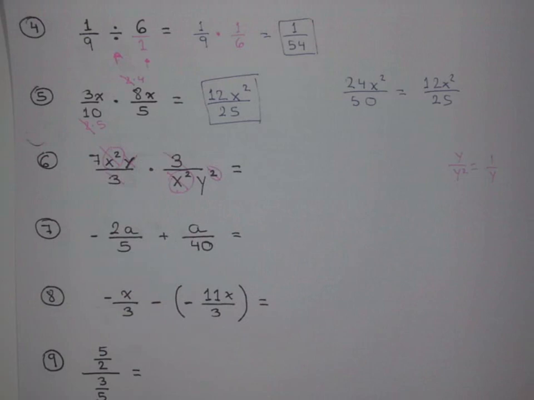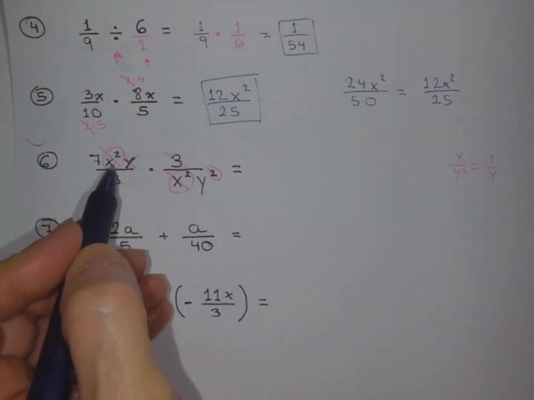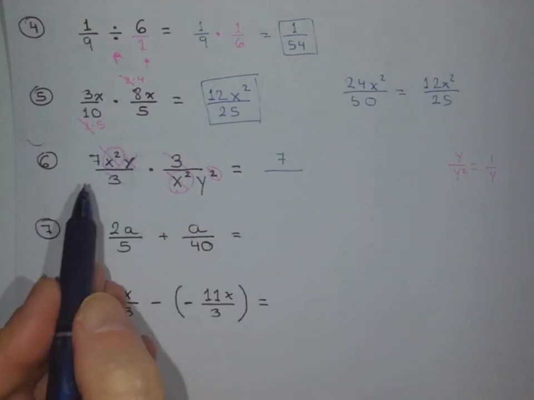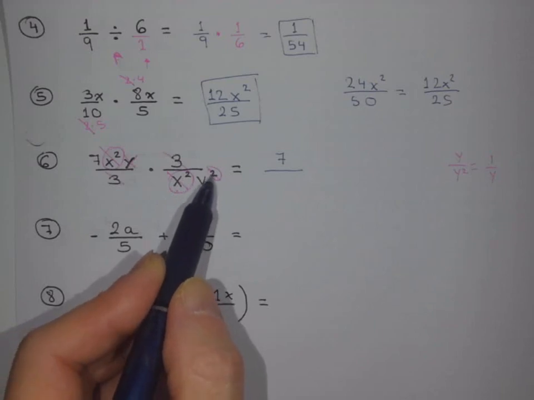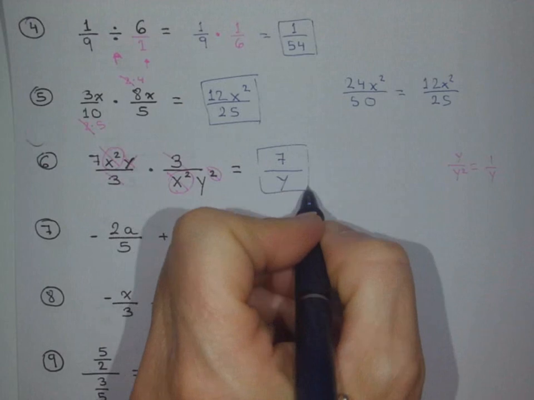Okay, let's see what's left over. 7, gone, gone, gone. So in the numerator, I just have a 7 left. Gone, gone. 1 y is left, right? The y squared, the square is gone, but we have 1 y left. So this will be my final answer for here.